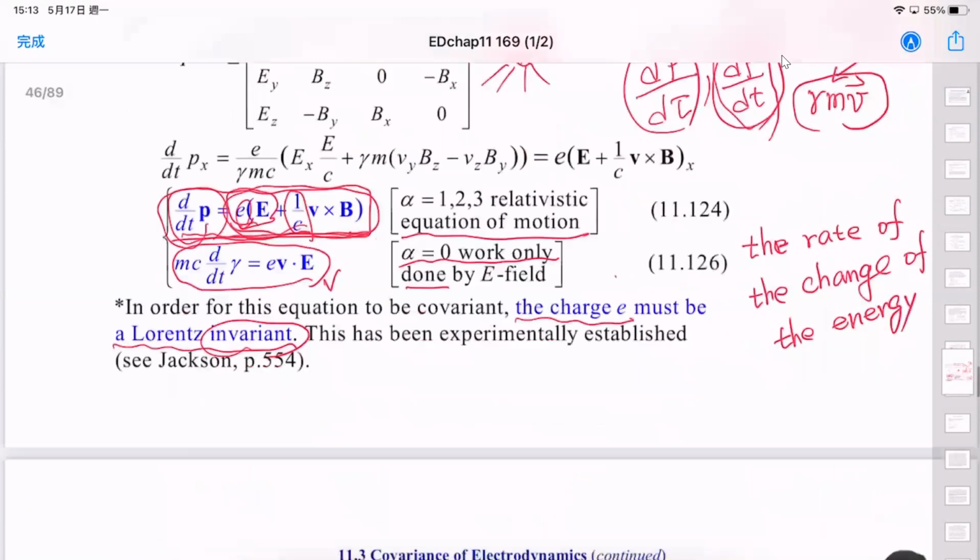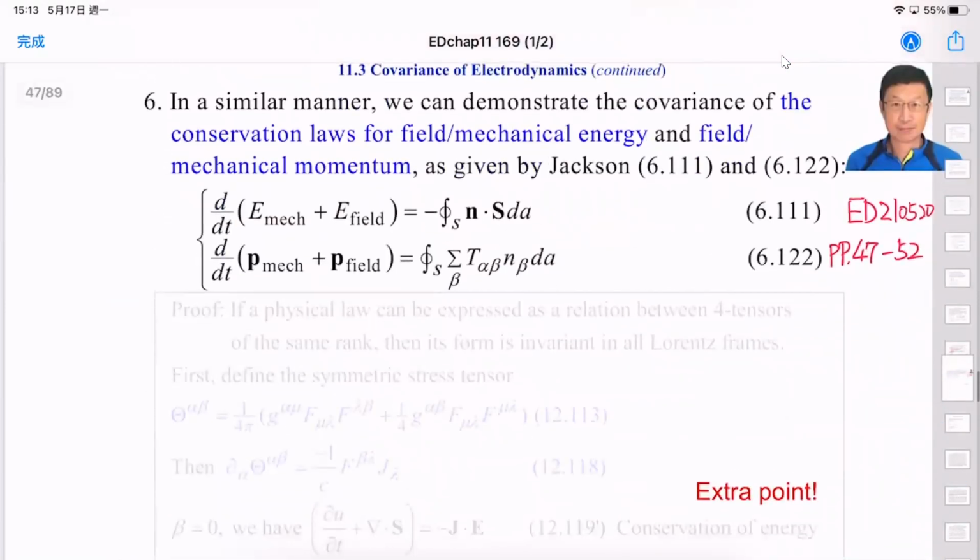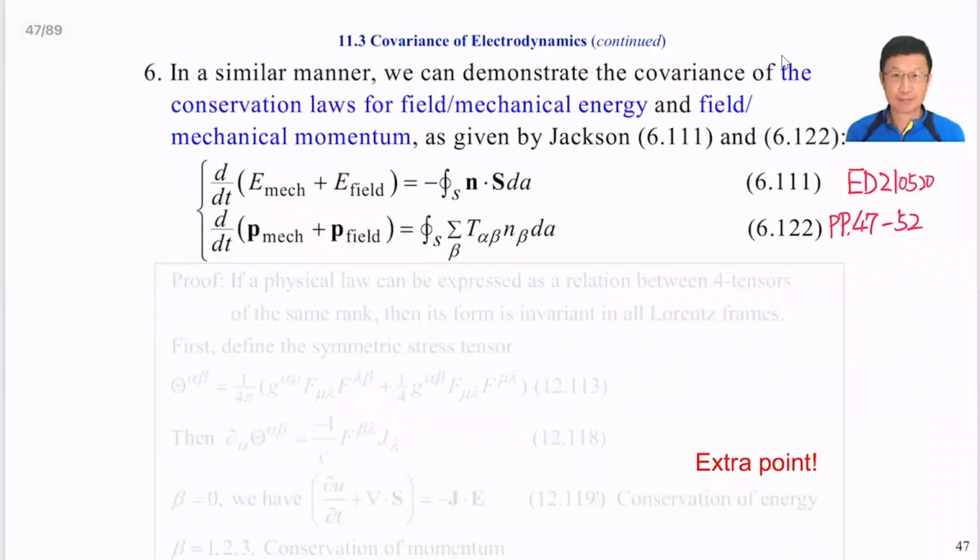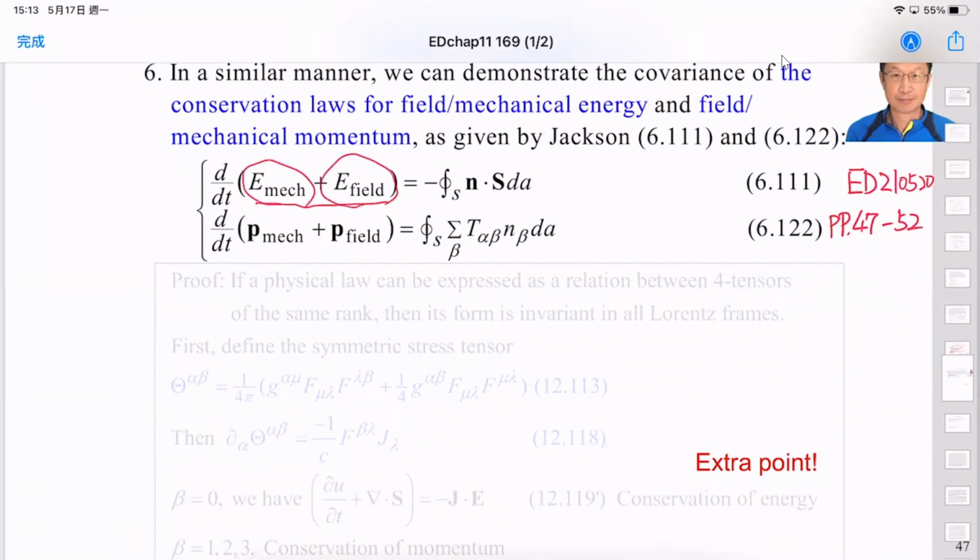Everything looks good. So we will continue our discussion about conservation of energy, actually the Poynting vector, and conservation of momentum. In a similar manner, we can demonstrate the covariance of the conservation law for field and mechanical energy and the field and mechanical momentum. Mechanical energy, field energy, mechanical momentum, field momentum. Remember, we have a four momentum. Maybe we can use the idea of four momentum in this case, and to demonstrate the covariance of the conservation of energy and momentum.